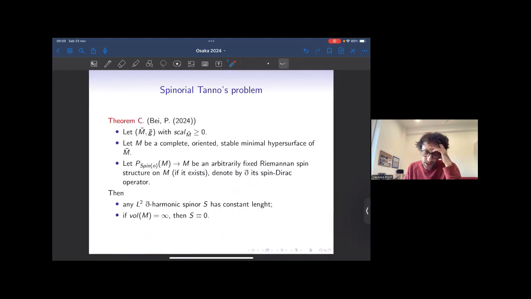Now, with Francesco Bei, we had this spinorial version of the Tanno problem. So if the ambient manifold has non-negative scalar curvature, and we take a complete oriented stable minimal surface, fix any Riemannian spin structure on M, and take a harmonic L2 spinor, then the conclusions are always the same. This harmonic object has constant length, and if the volume is infinite, this harmonic spinor has to be trivial.